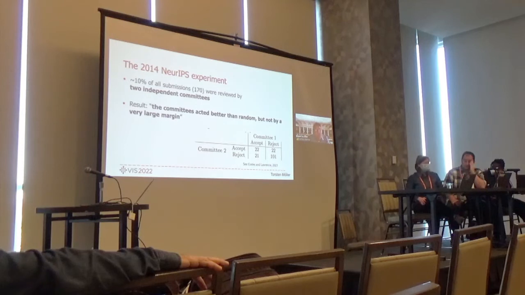So what did they do? 10% of all submissions, in this case it was actually 170 papers, were reviewed by two independent committees. The result was really, really surprising even for people: 50%, truly 50% of the papers that were accepted in one of the committees were rejected in the other. And here I quote the paper, the committees acted better than random, but not by a very large margin. And that really came as a surprise to a lot of people.